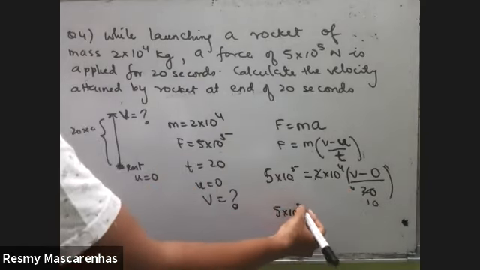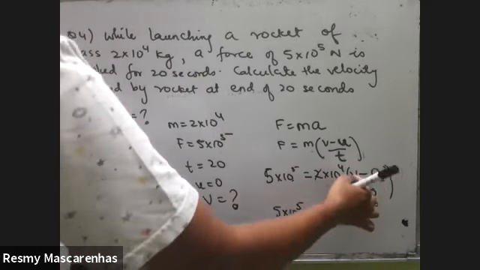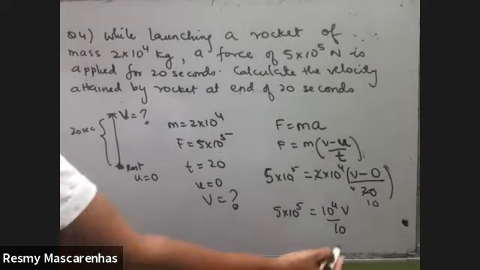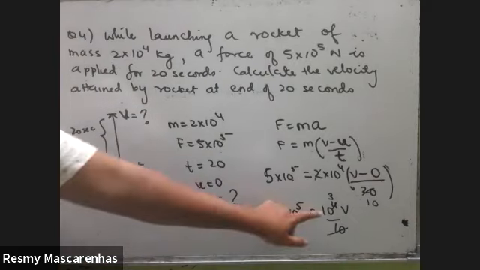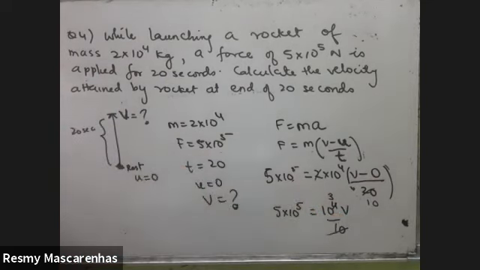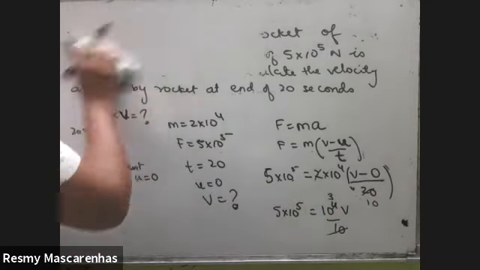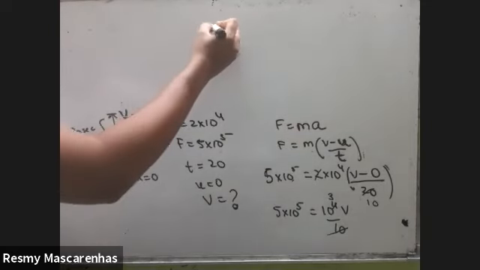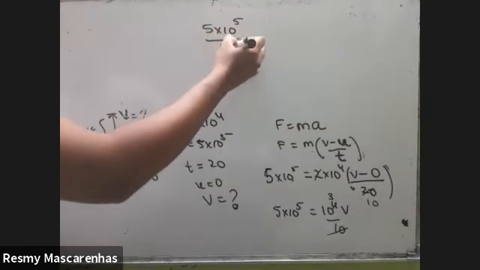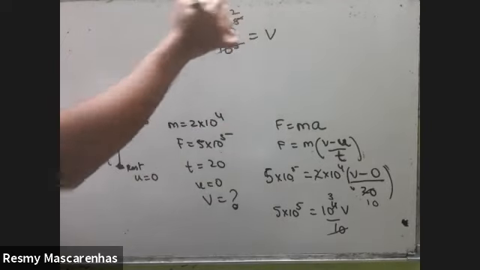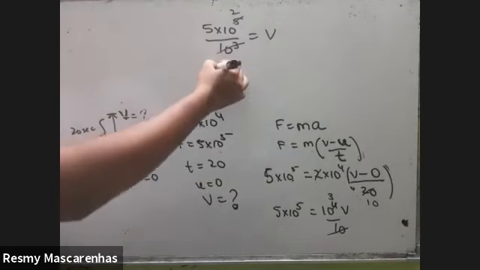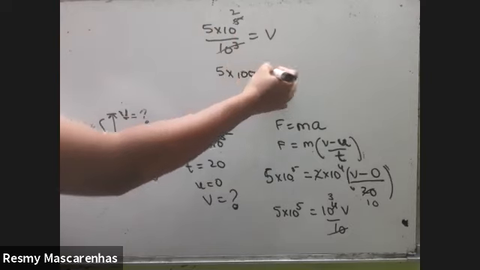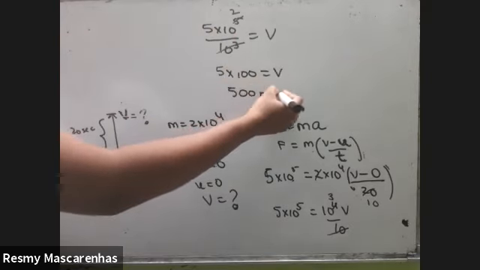5 into 10 raised to 5 equals 10 raised to 4 into v upon 10. So 10 to the 4 and 10 will cancel, 10 raised to 3 will remain. 10 raised to 3 will go down here because we want to calculate the value of v. So 3 will cancel, 2 zeros will remain. 10 raised to 2 is nothing but 10 square, 100. That is 500 meters per second is my velocity.